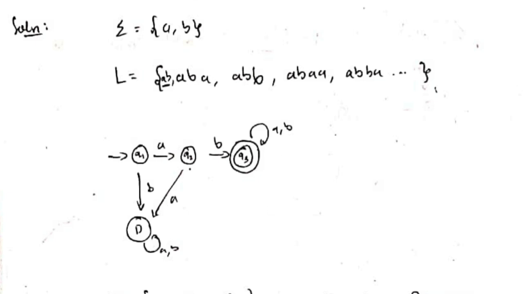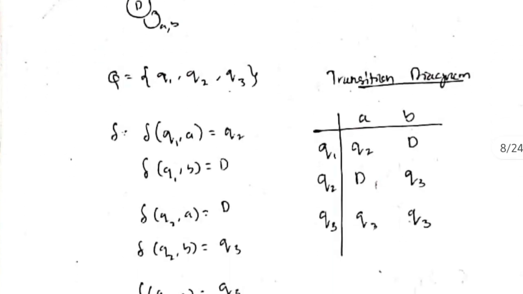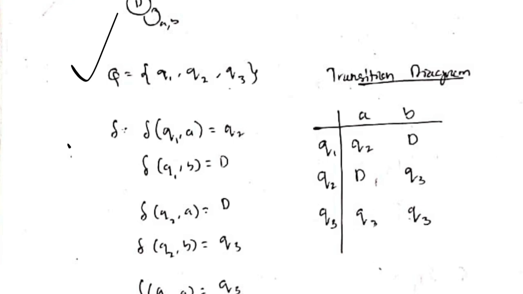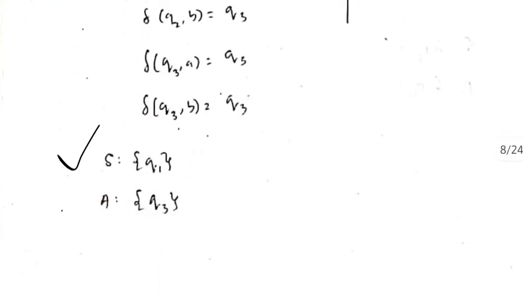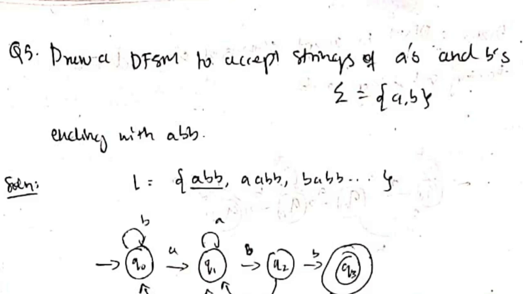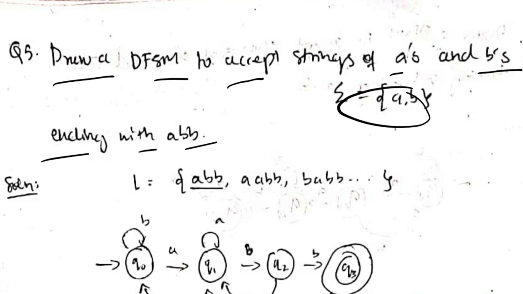Our FSM is done, and after that we will write the states here, the transition function, the transition diagram, and the starting and accepting states. Okay. The next question is to draw a DFSM to accept the strings of A's and B's ending with ABB. So, in the last part of the string, whatever we choose, there should be ABB. Let us see how to do that.